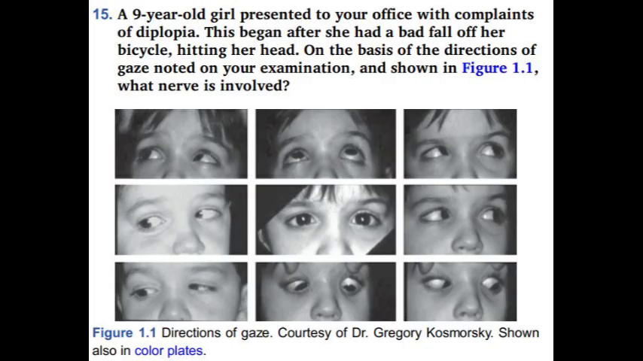Now, this is actually a very interesting case in the sense that it's testing your knowledge of the extraocular muscles and something we call the field of action of each extraocular muscle. So before we dive into the options, let us take a pretty good review of the fields of action of extraocular muscles.